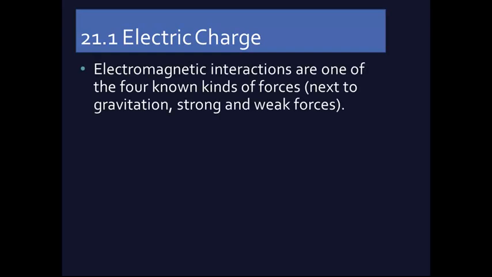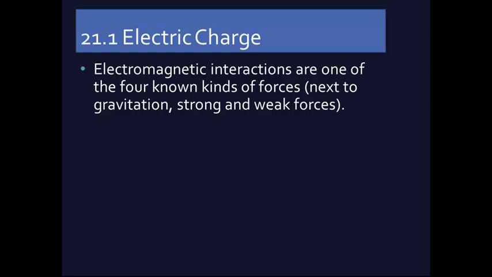Chapter 21 of Young and Freedman's University Physics begins a whole new section on electromagnetism. In fact, you can actually buy this large physics textbook in multiple volumes, and this is where the second volume begins with electromagnetism. So chapter 21 is titled Electric Charge and Electric Field, and the first section of this chapter introduces the concept of electric charge.